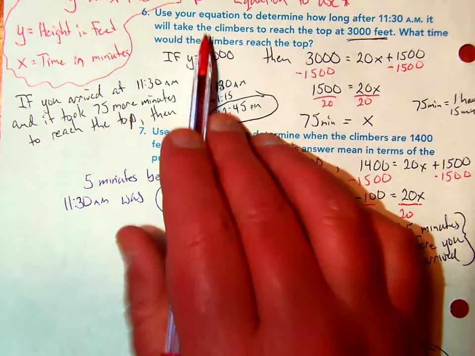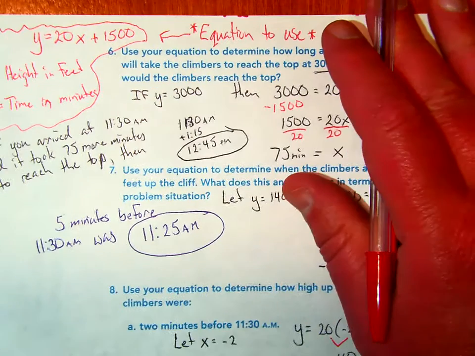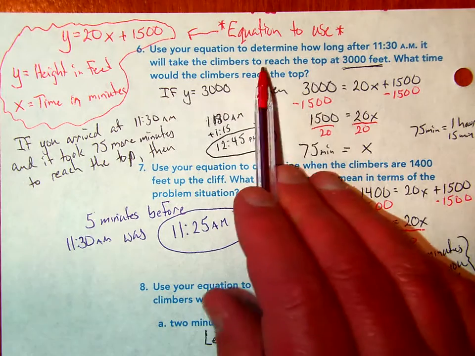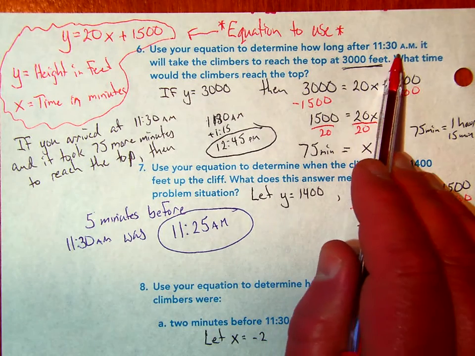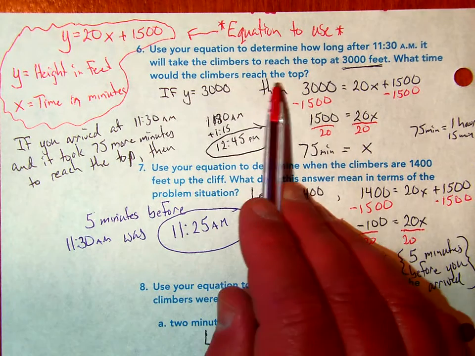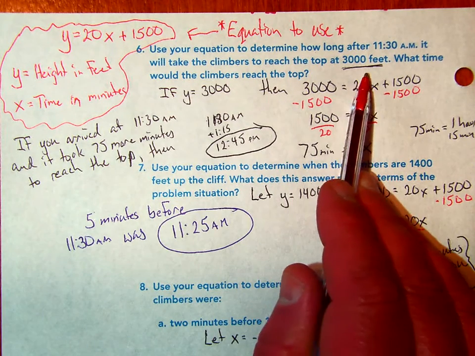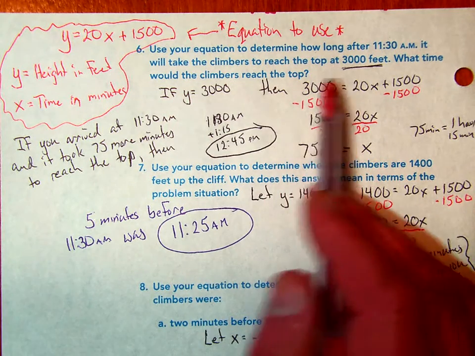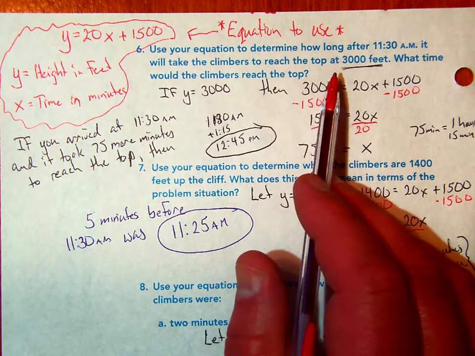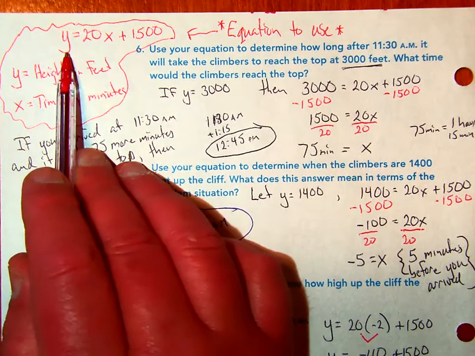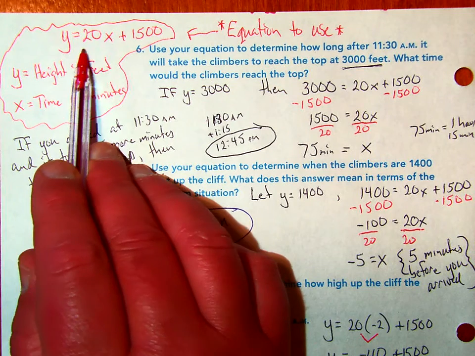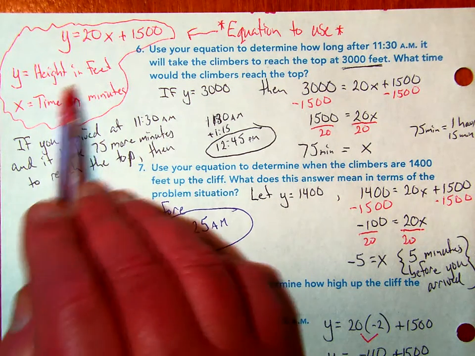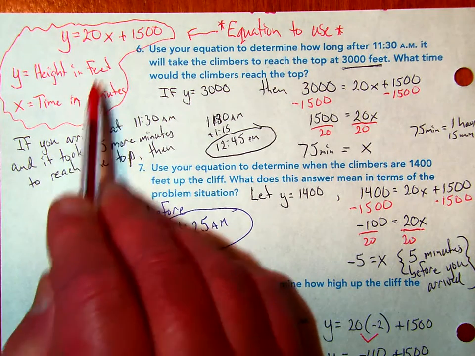Use your equation to determine how long after 11:30 a.m. it will take the climbers to reach the top at 3,000 feet. What time would the climbers reach the top? So again, there are a few problems in one here. The equation we're going to use is still Y equals 20x plus 1,500, where Y is height in feet and X is time in minutes.